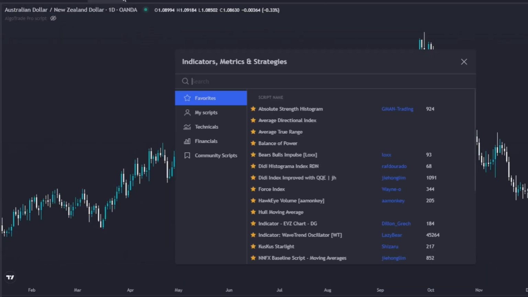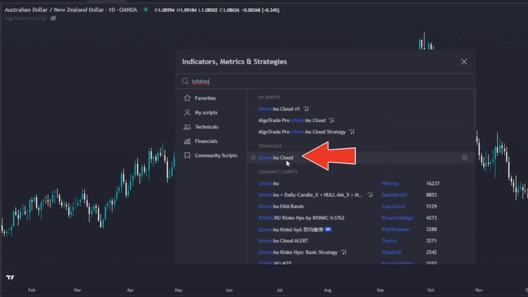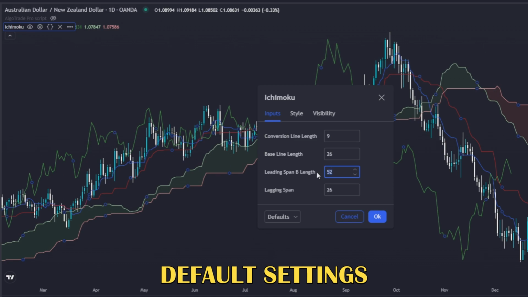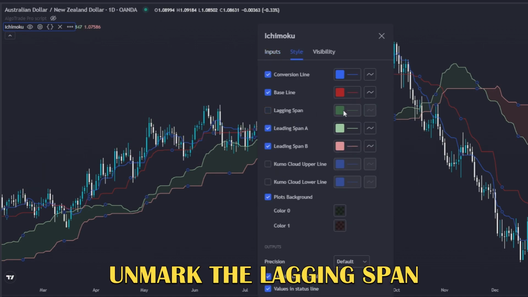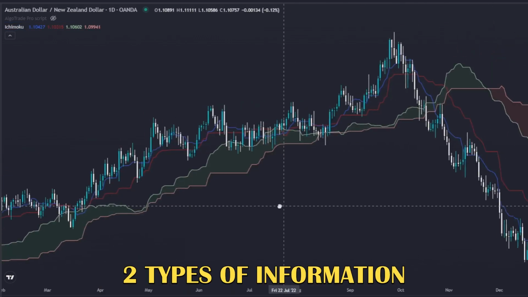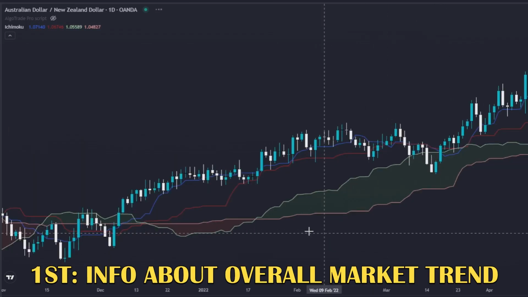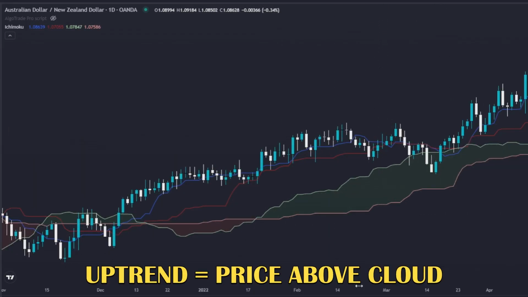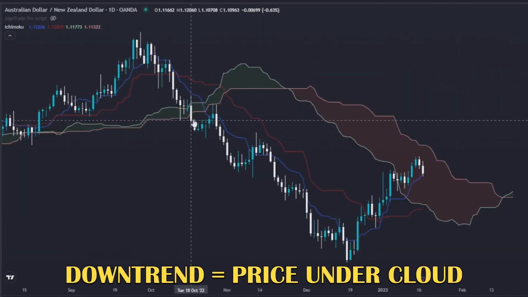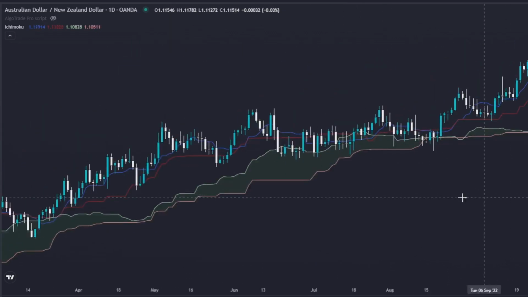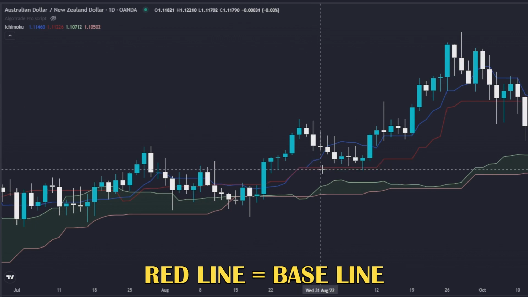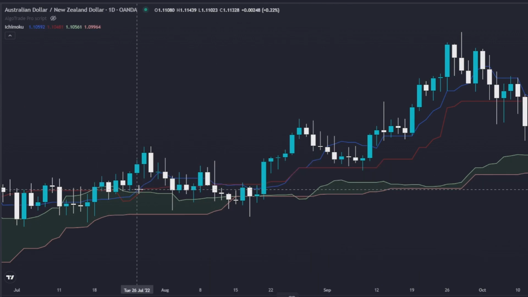Let's now add our Ichimoku Cloud indicator. I will use this one here, provided by TradingView. The settings that I will use are the default ones. And then I will unmark the lagging span because we will not use it today. This indicator can give 2 types of information. The first one is about the current market trend. If the price is above the cloud, we are in an uptrend, and if the price is under it, we are in a downtrend. Then we can use these 2 lines, the conversion line, the blue one, and the baseline, the red one, to know when it's the best time to buy or sell.